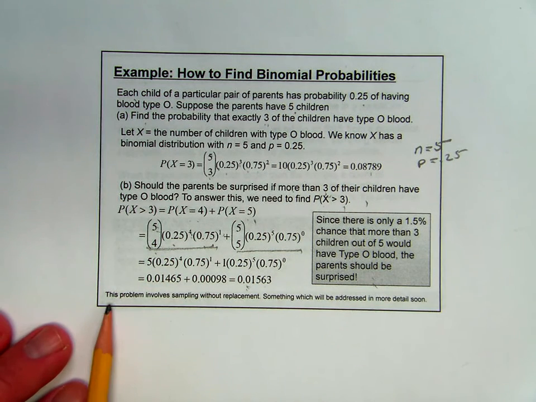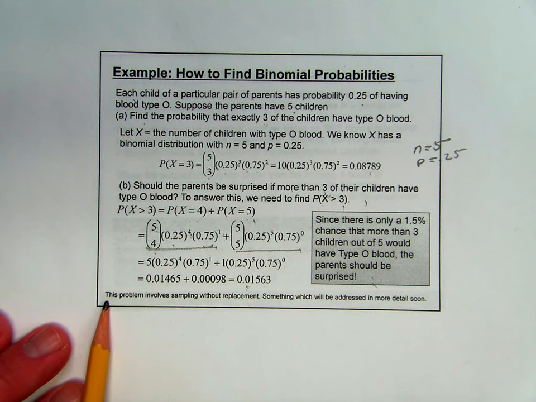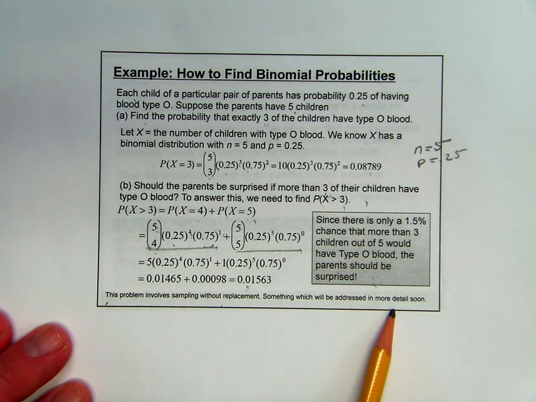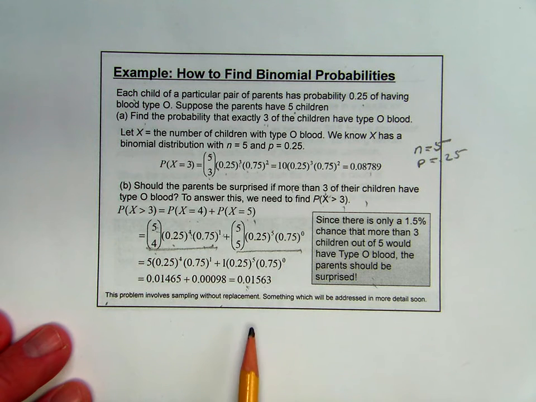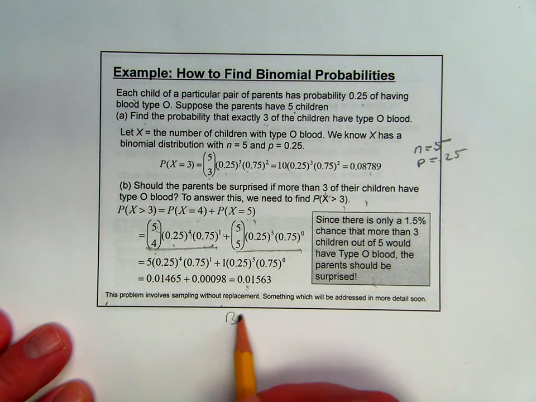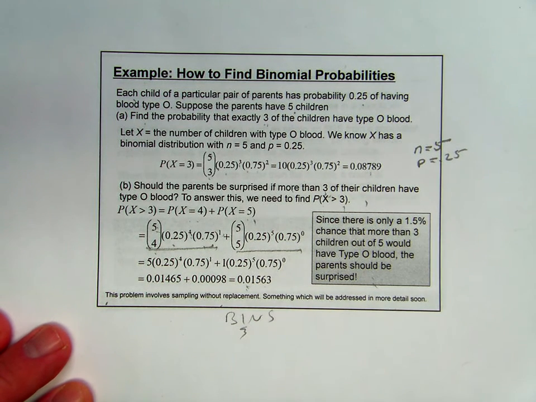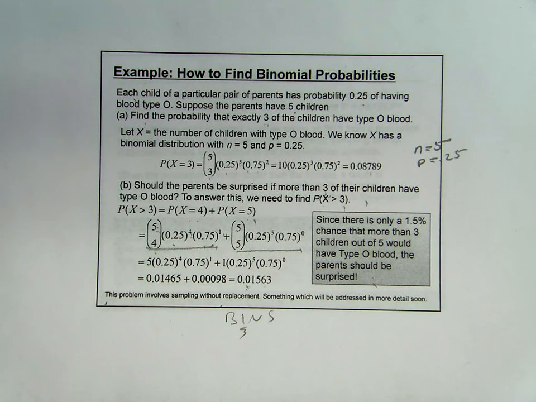All right, now something that's happening here is this problem involves sampling without replacement, something that will be addressed in more detail soon. Once you're sampling without replacement, that independence thing in the binomial becomes a potential issue that we have to discuss, and we're going to get to that. I don't know if it's the next slide, but soon.